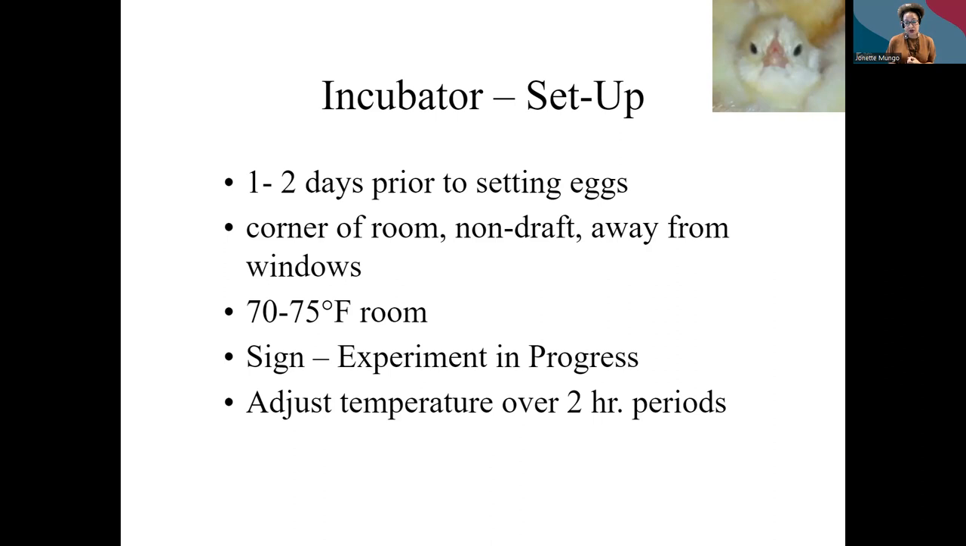We want to increase the hatch rate, and that means keeping your environment sterile and protecting those eggs from being introduced to anything that could affect the development of that embryo. So adjust your temperatures over 2 hour periods. Let it run for 2 hours before you adjust it again. So if you have to make a small adjustment, wait 2 hours, see where it is, and then adjust it. Don't give it 10 or 15 minutes, give it 2 hours.